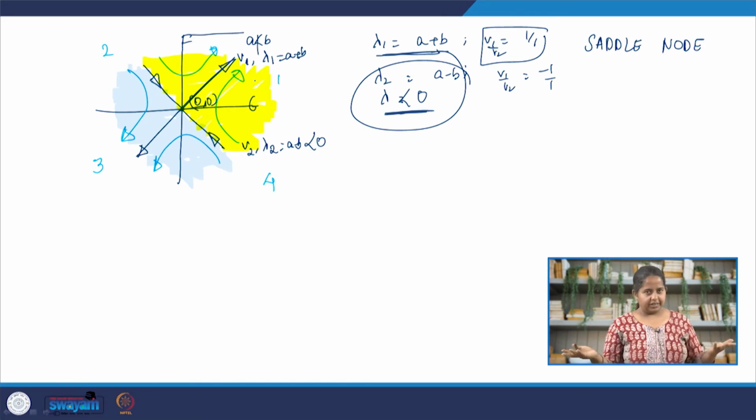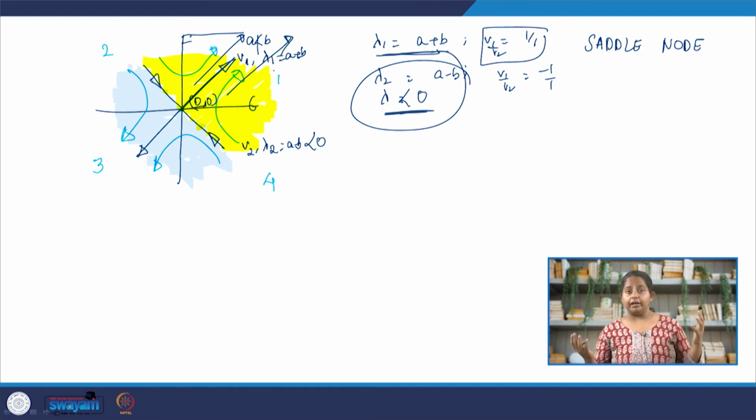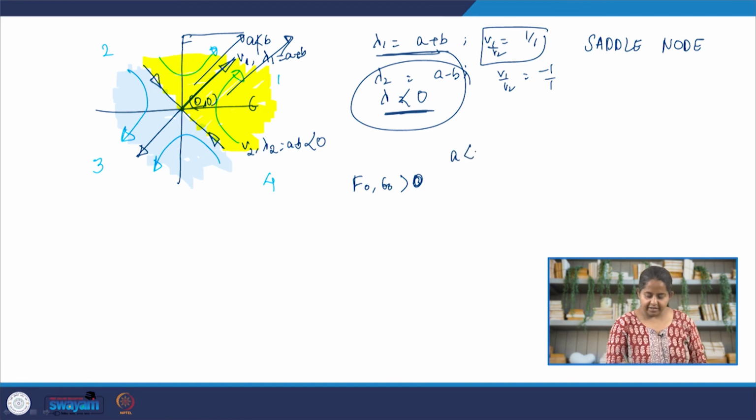In the first quadrant, anywhere we are starting, because the first quadrant is entirely in the yellow zone, notice all the trajectories are moving towards plus infinity for both F and G, which means if two identical people meet each other and initially they have a decent impression of each other, over time their friendship will get deeper and stronger, right? So here, if F naught and G naught are positive when A is less than B, their admiration and friendship for each other will continue increasing. Let's say we are starting in the second quadrant.